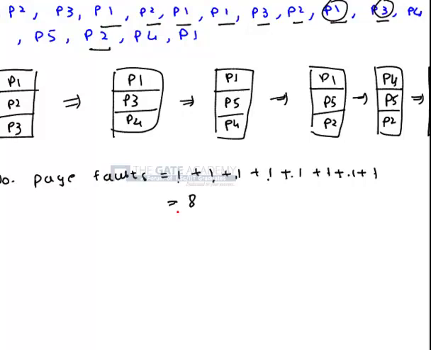And what are the pages in the current frame? They are P1, P2, and P4. So answer for the 18th question will be P4, P1, and P2.